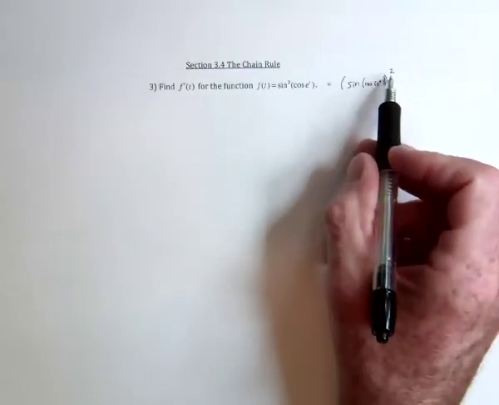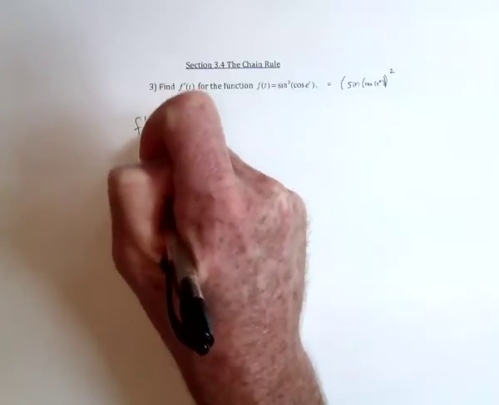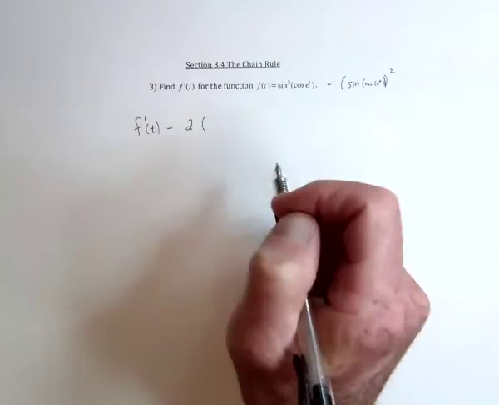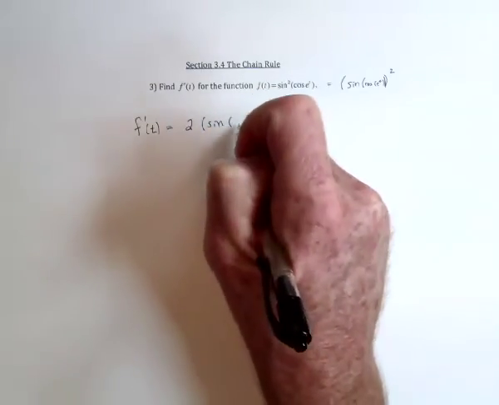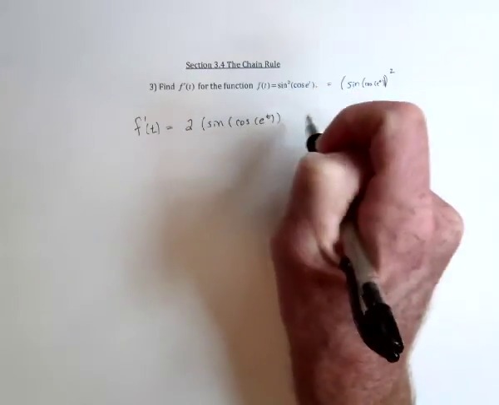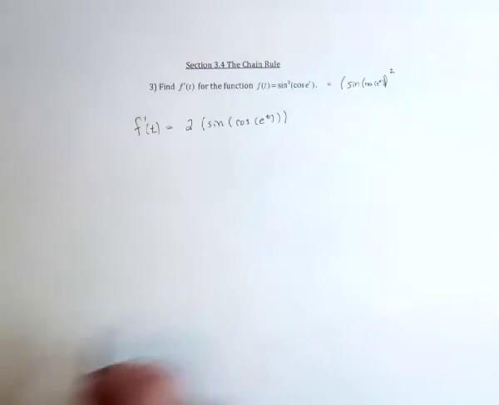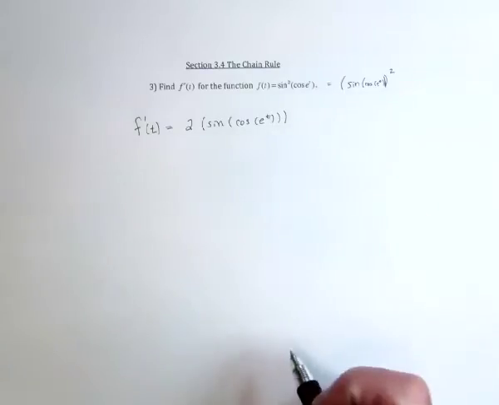So we take the derivative of the outermost function first of all. So it's going to be 2 times all of that stuff, sine of cosine of e to the t. Check my parentheses one more time. And then subtract 1 from the exponent, so now it's just a 1.